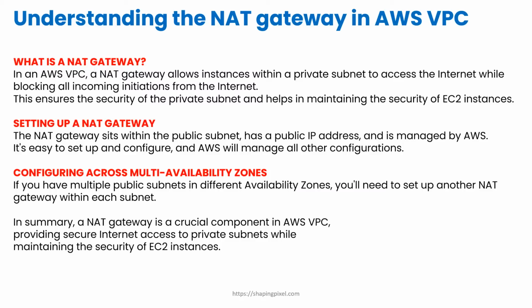If you have multiple public subnets in different availability zones, you will need to set up another NAT gateway within each subnet. In summary, a NAT gateway is a crucial component in AWS VPC, providing secure internet access to private subnets while maintaining the security of EC2 instances.